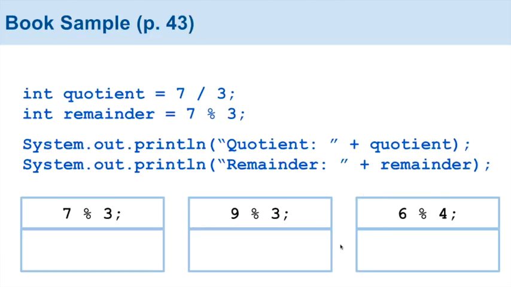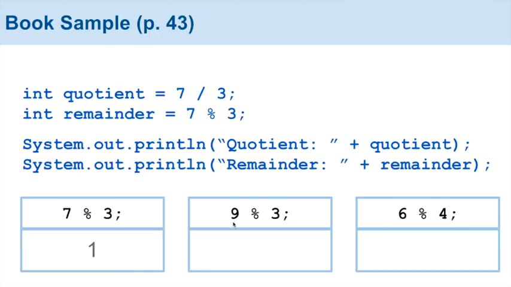So before we go over to NetBeans, we're just going to test out what we think will be the answer. See if you can decide. So 7 modulus 3. 3 goes into 7 2 times, because 2 times 3 is 6, and there should be 1 left over. Let's see if we got that correct, and we did.